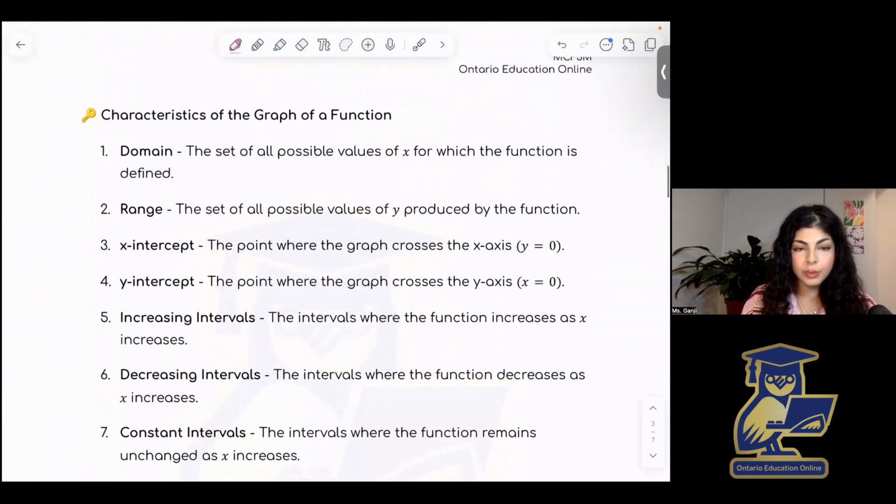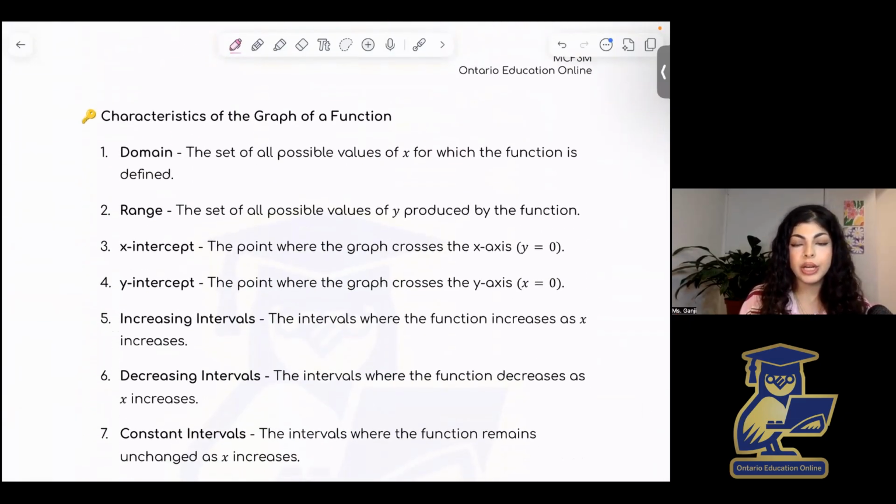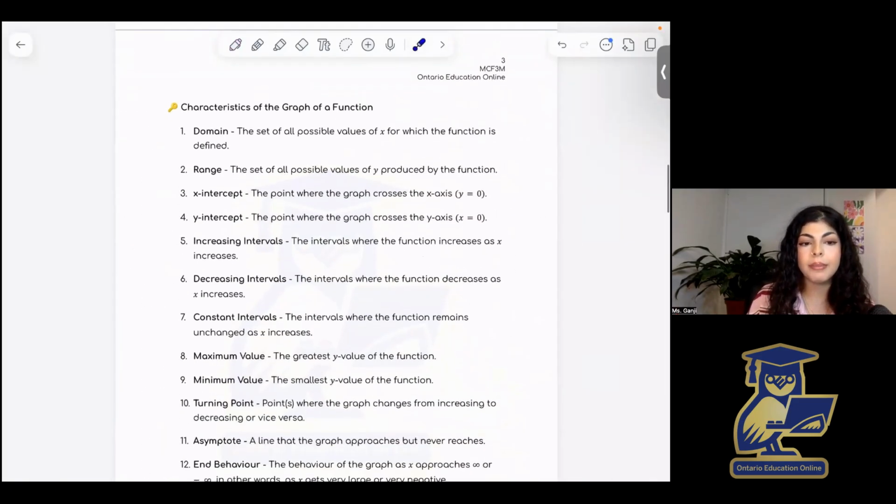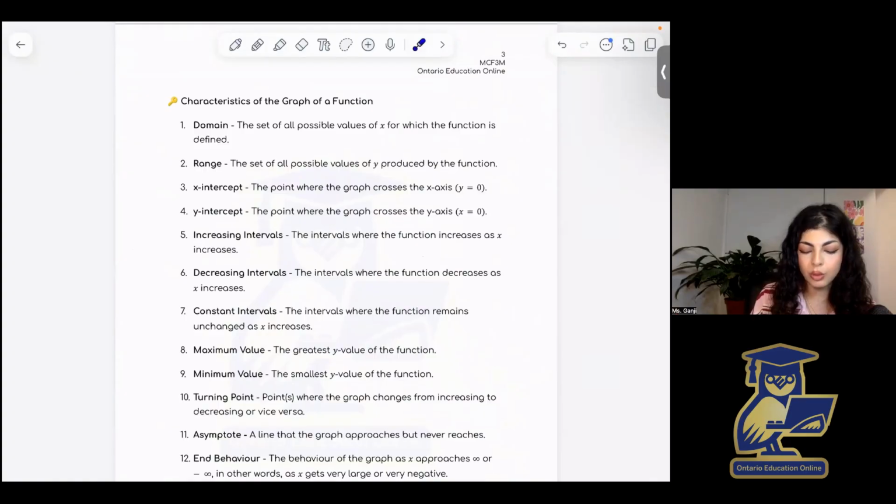Now, first we're going to look at this page here where you have a kind of like a cheat sheet for yourself of characteristics of the graph of a function. And again, this is just all functions. It is not limited to exponential functions, but we are going to review this first and then make connections to some of the functions that we do know.